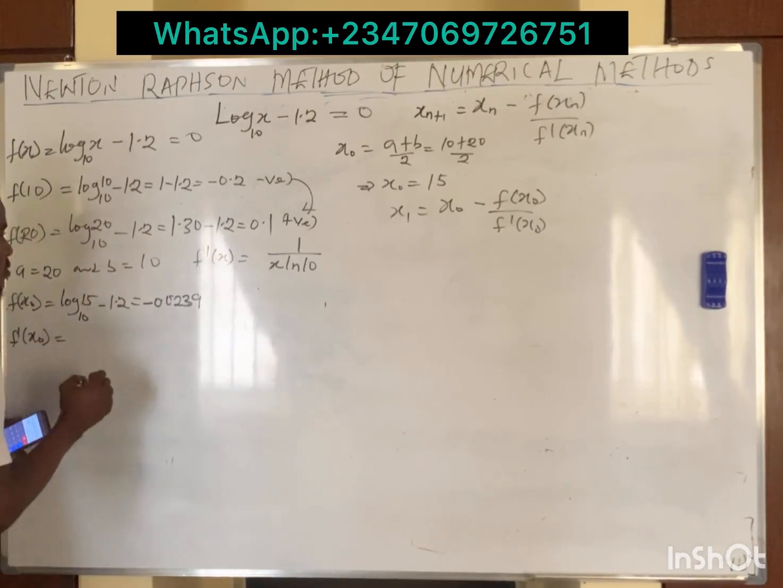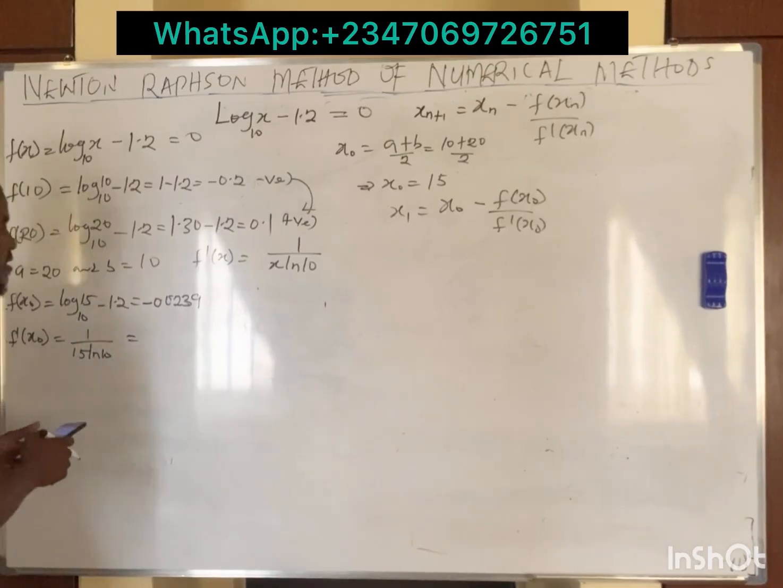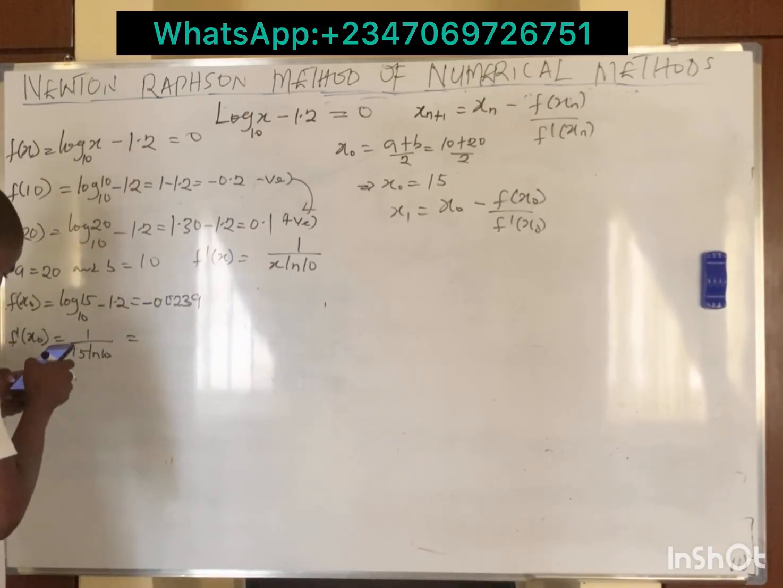Next, we find f prime of x naught. This is going to be equal to 1 all over 15 times ln 10. So I'll punch everything all together. So I have 1 divided by 15 multiplied by ln 10.